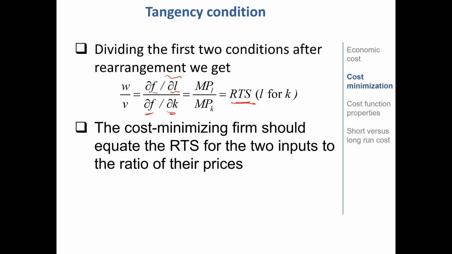Now, what is the implication of this? The cost minimizing solution occurs when the RTS, the marginal rate of technical substitution of the two inputs for the production function that the firm adopts, must equal the ratio of their prices, the market prices that they trade at on the market.